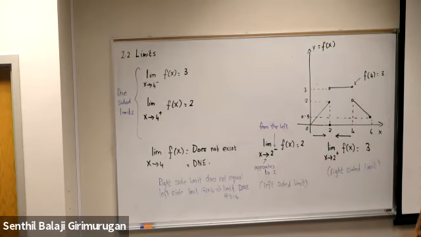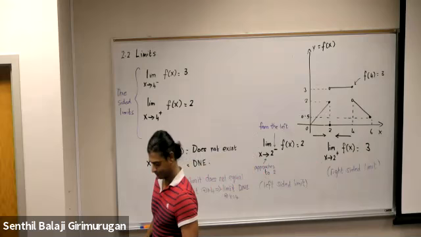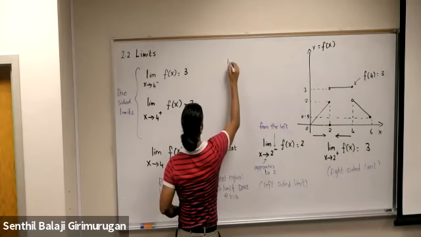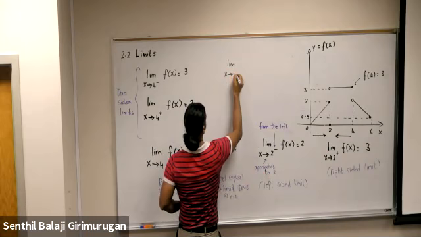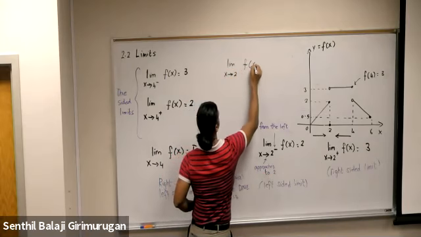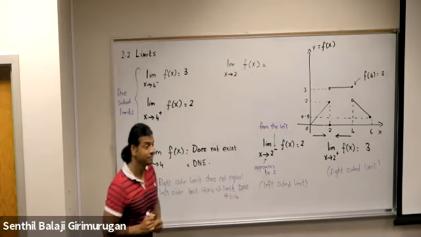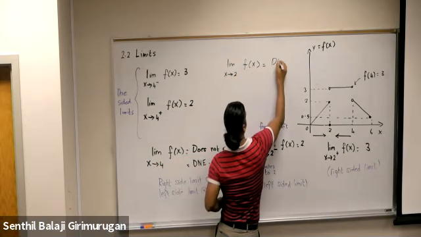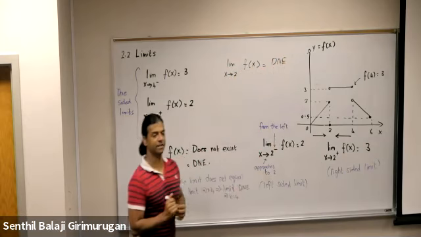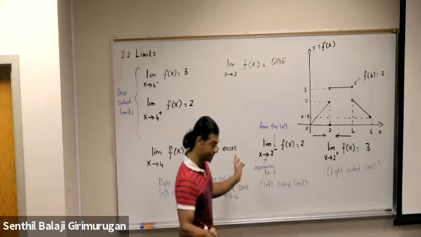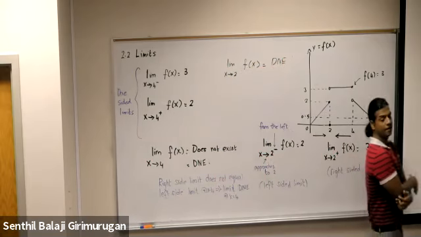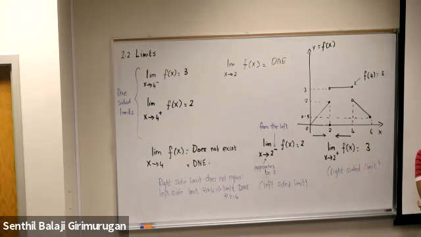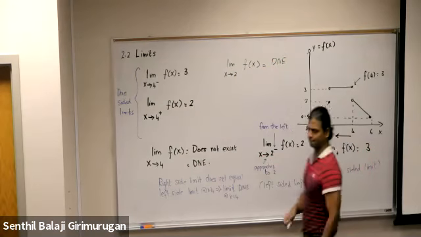Now, you tell me, what is the limit at 2? Would it also be does not exist? It wouldn't exist, right? And why is that? Because they're not the same. The left side limit doesn't match the right side limit, so the limit does not exist. Are we clear? Yep.